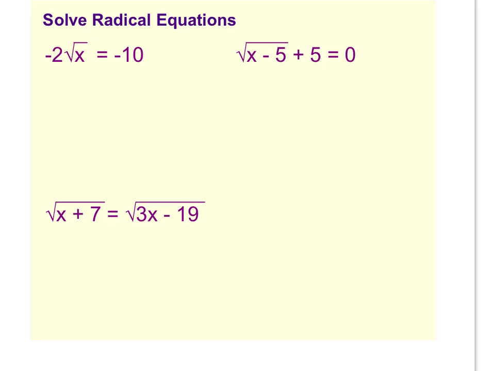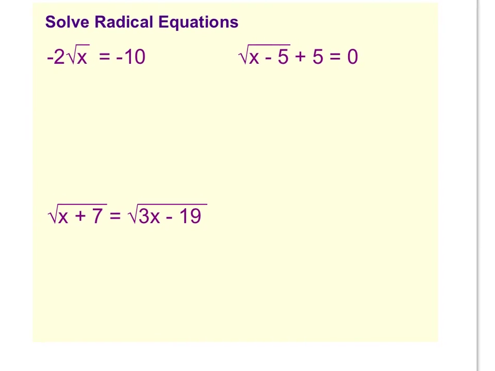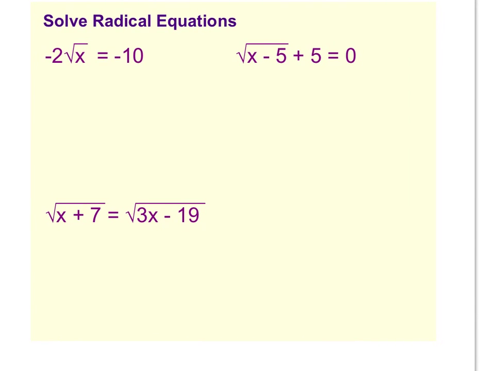So if you look at this first example, you have a negative 2 times the square root of x. So that square root of x is the thing we want to get alone. Anything outside of that has to go to the other side first. So that negative 2 that's being multiplied out front, we'll go ahead and get that to the other side by dividing. So it leaves us with the square root of x equals negative 10 divided by negative 2, which is a positive 5.